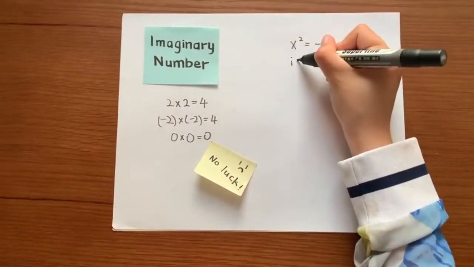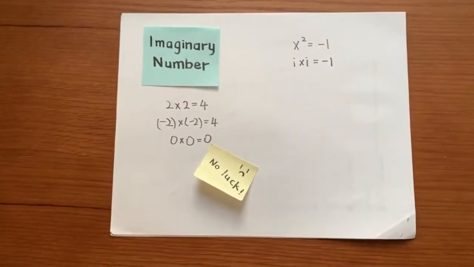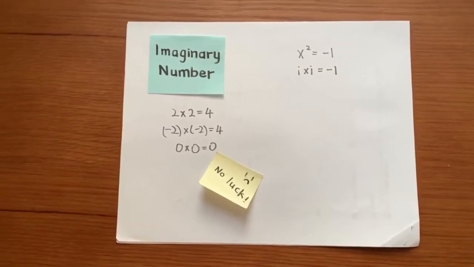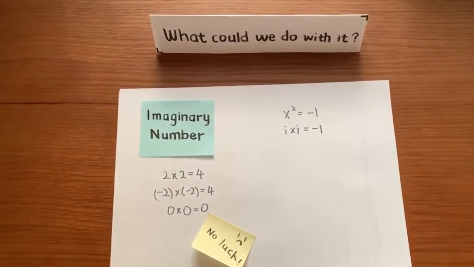But now imagine that there is such a number that could do this. i times i equals negative 1. Would it be useful, and what could we do with it?